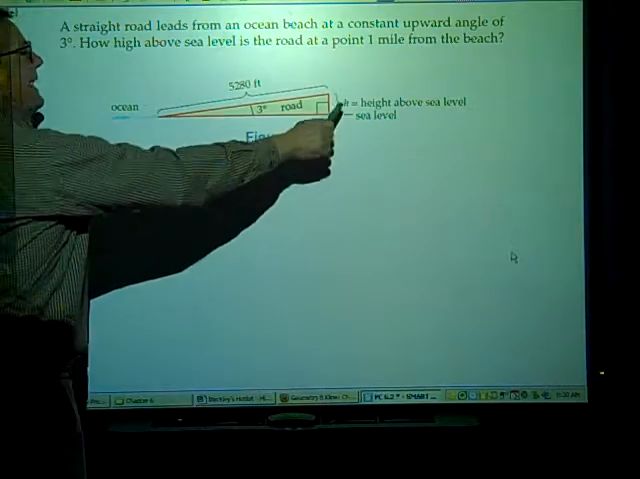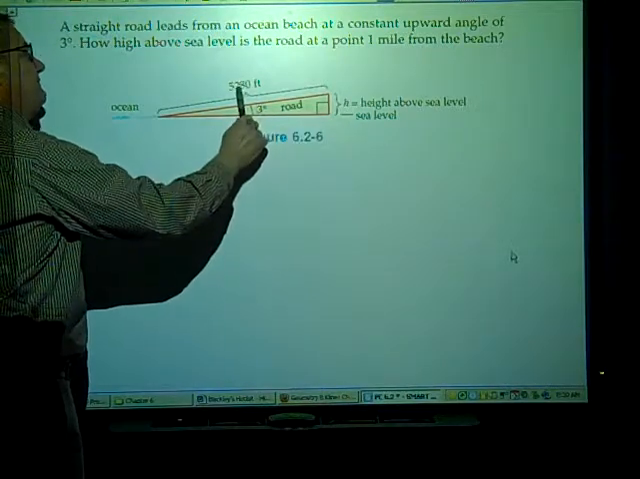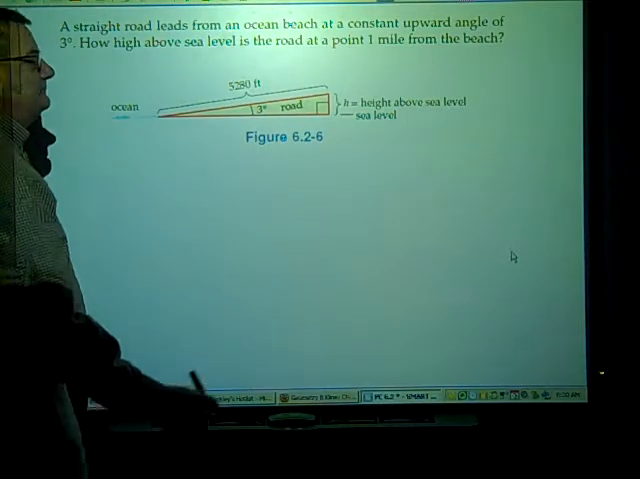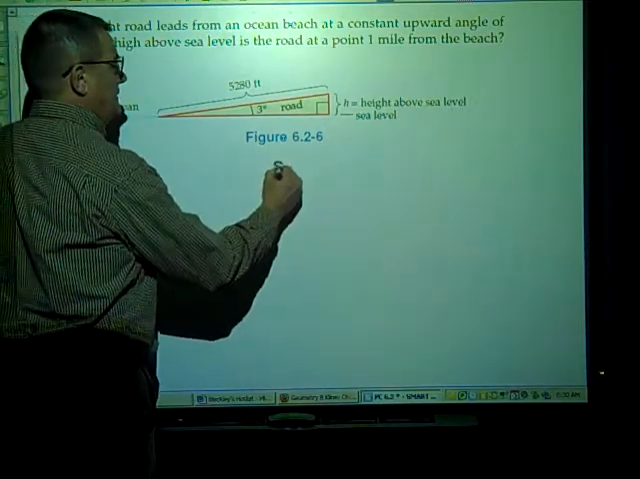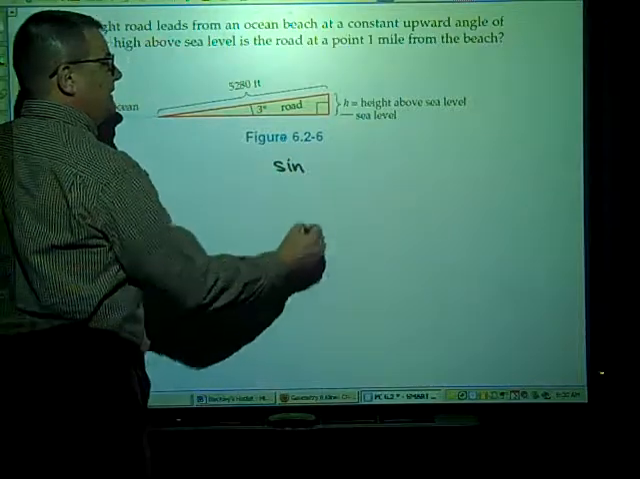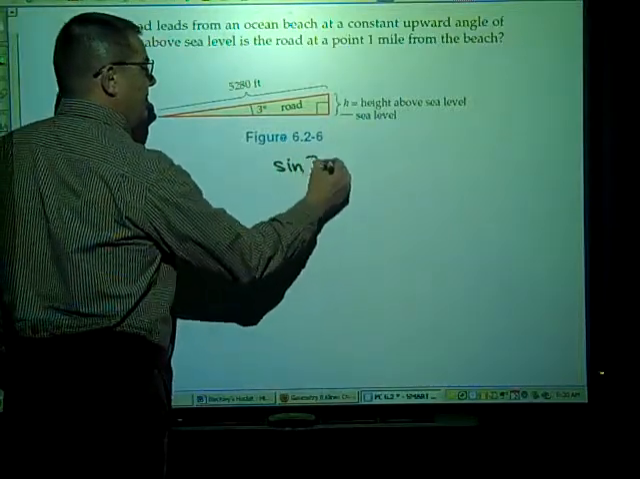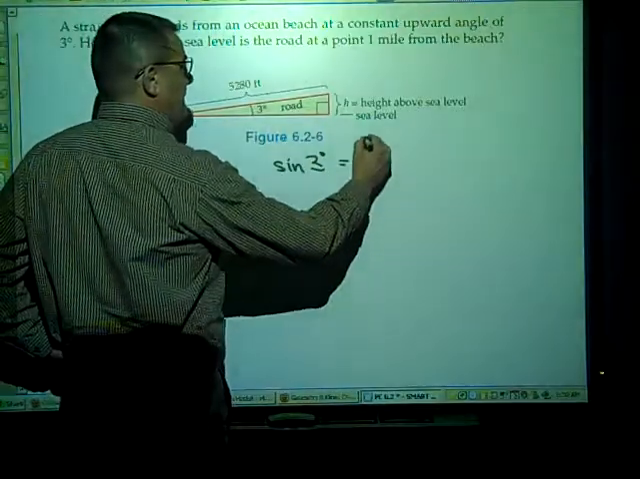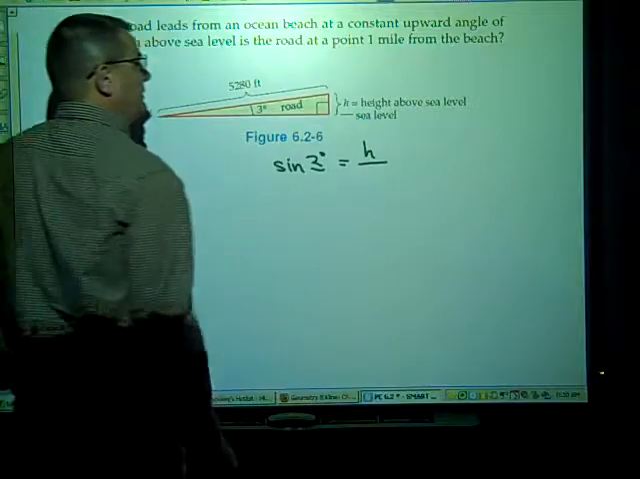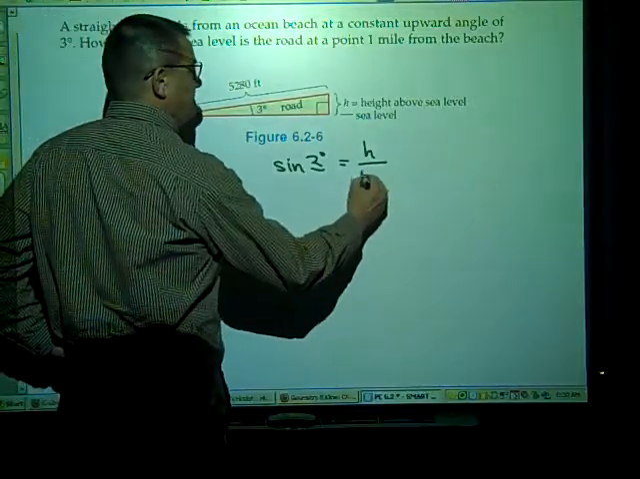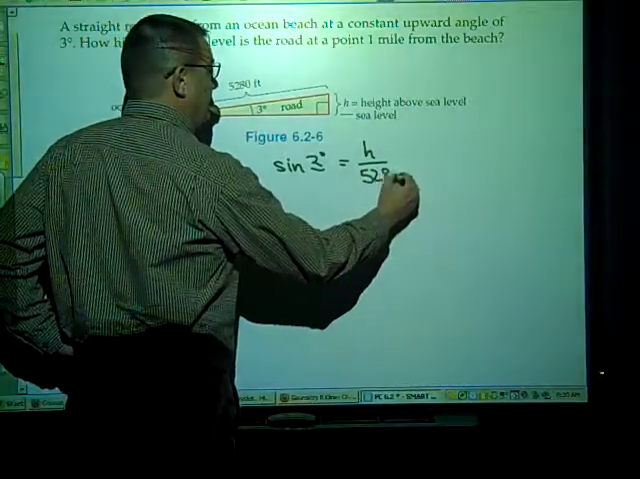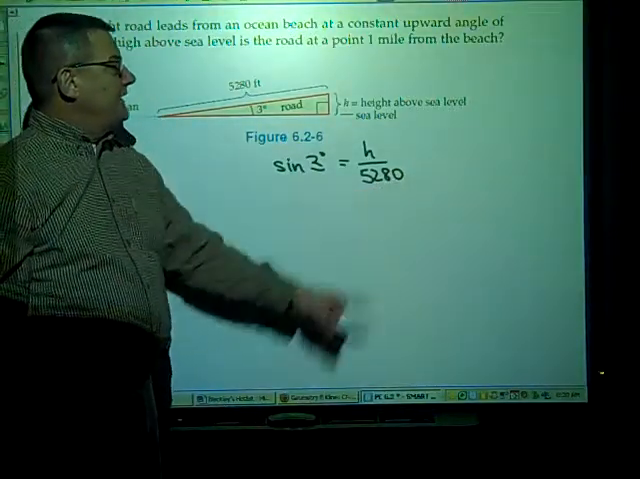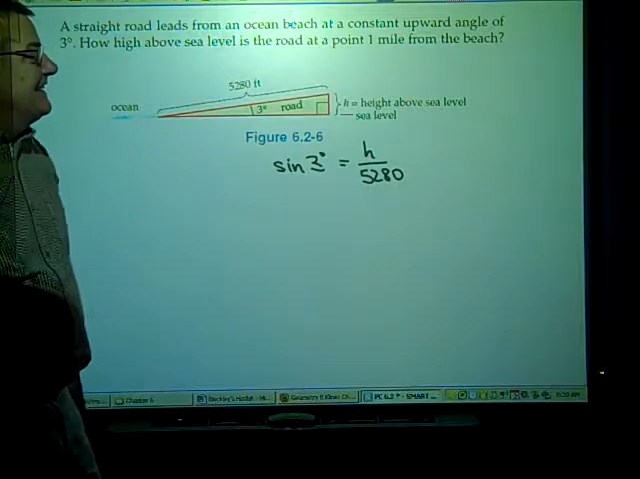So if we're working with the opposite leg and the hypotenuse, which of the 3 ratios do we use? That would be the sine ratio. The sine of our 3-degree angle is equal to the ratio of the opposite leg h to the hypotenuse, which is 5,280 feet, or 1 mile. By writing 5,280 feet, that guarantees that we're going to have a height in feet instead of miles.